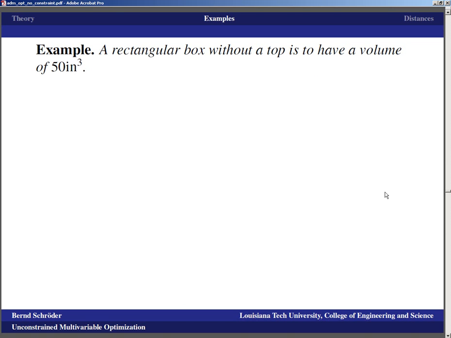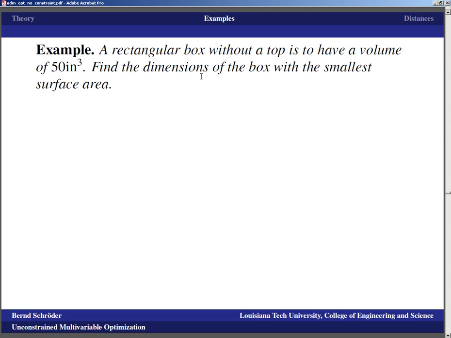Alright, so basically set the gradient equal to 0 and then deal with the boundary, which means we could use this now to actually also solve an optimization problem that we are a bit familiar with still from single variable calculus, and that is that we want to look at a rectangular box without a top that is supposed to have volume 50 cubic inches, and we want to find the dimensions of the box with the smallest surface area.